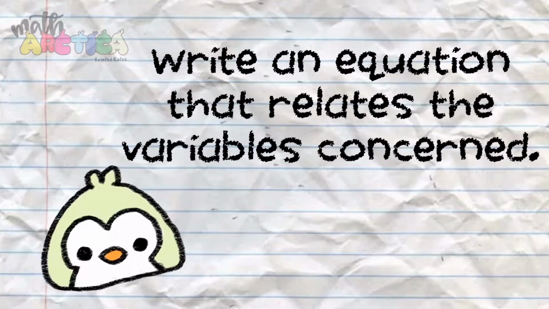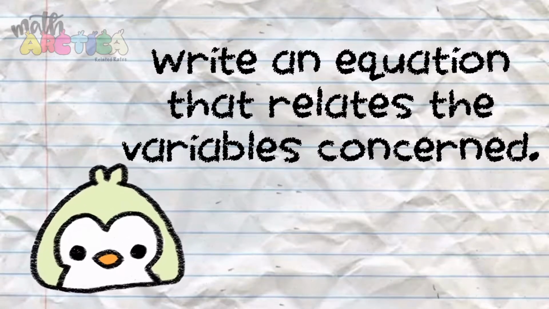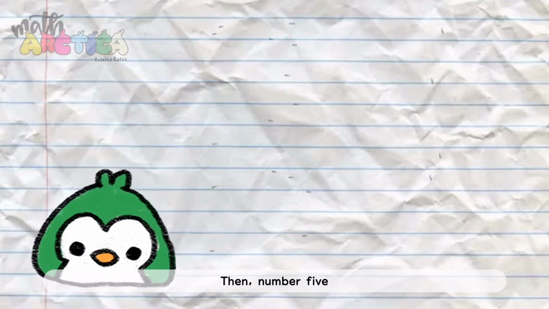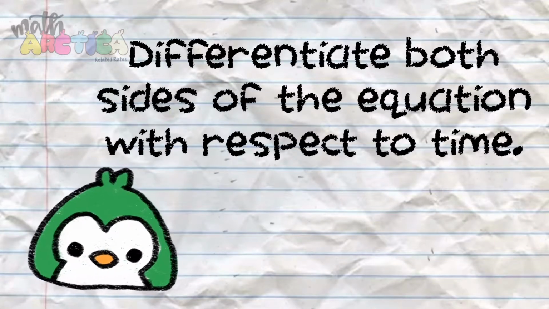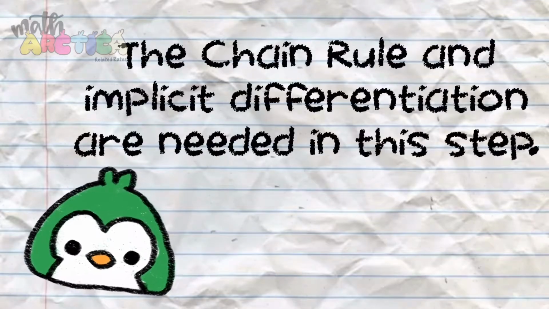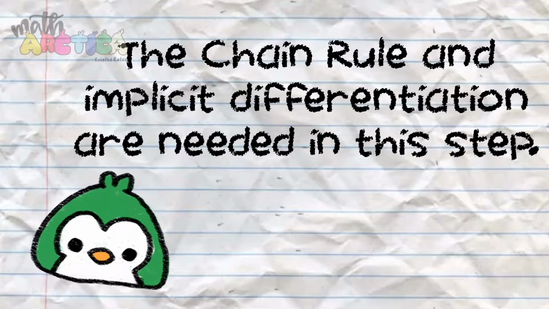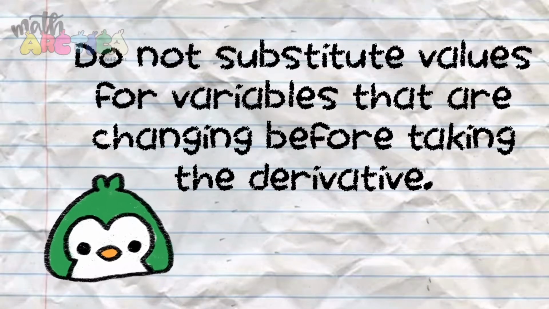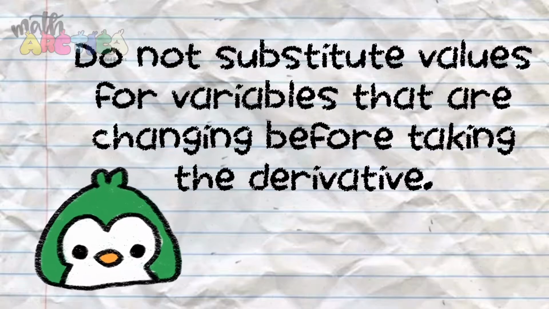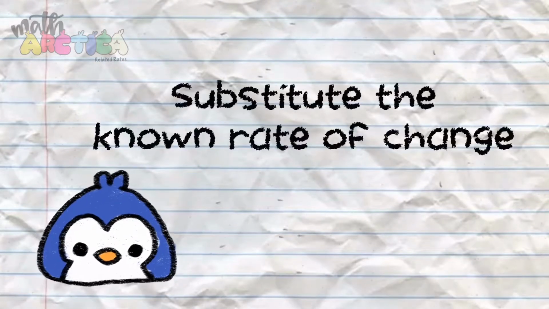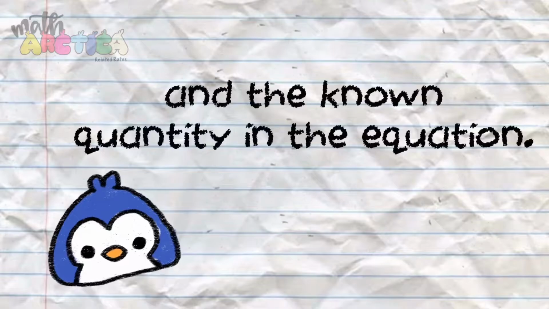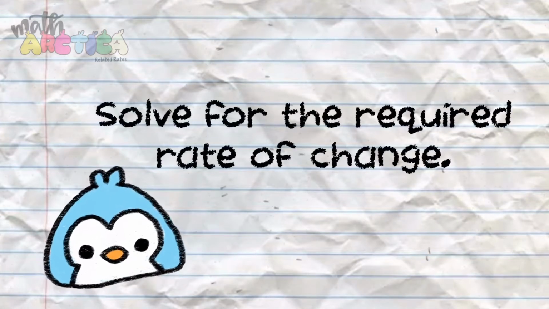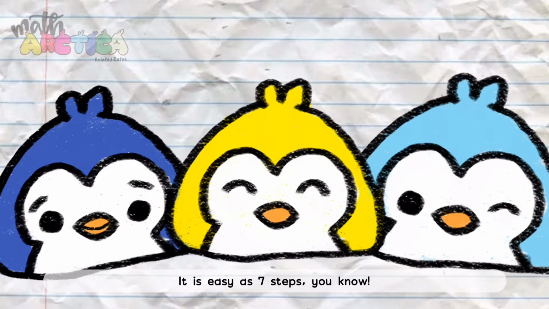Fourth step is to write an equation that relates the variables concerned. Then number 5, differentiate both sides of the equation with respect to time. The chain rule and implicit differentiation are needed in this step. Do not substitute values for variables that are changing before taking the derivative. Number 6. Substitute the known rate of change and the known quantity in the equation. Then lastly, number 7, solve for the required rate of change. It's easy as 7 steps, you know.